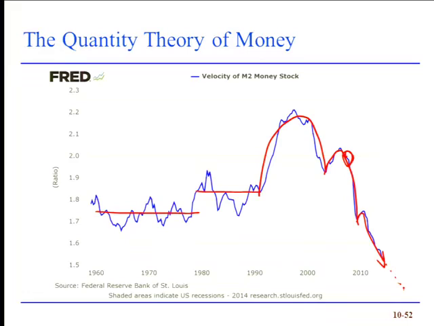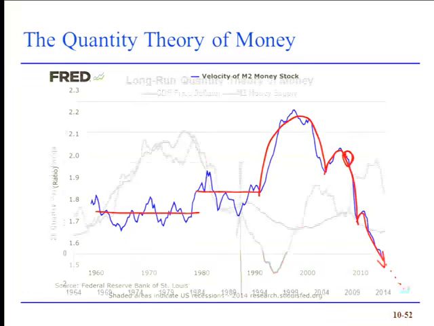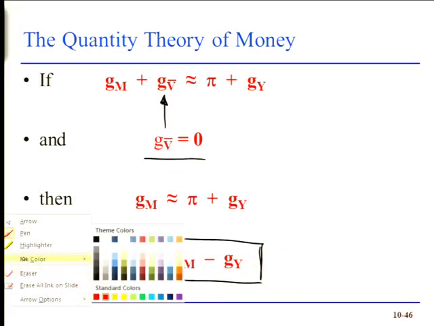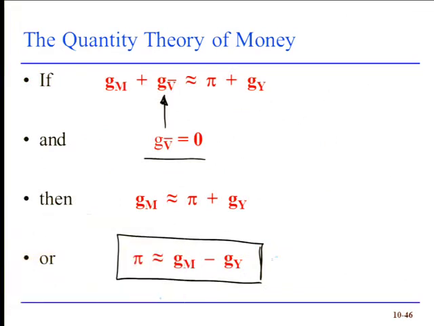So now, if we want to think about the quantity theory of inflation, not only do we have to think about how fast the money supply is growing, not only do we have to think about how fast the economy is growing, but we also have to think about how fast velocity is growing. Right? We need to know what's happening to velocity as well.